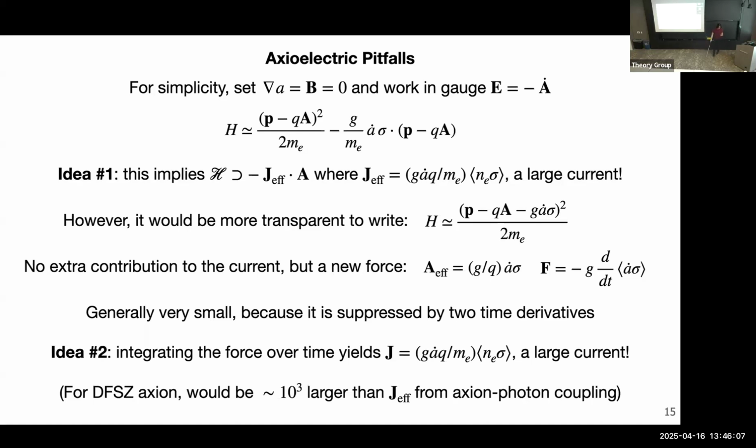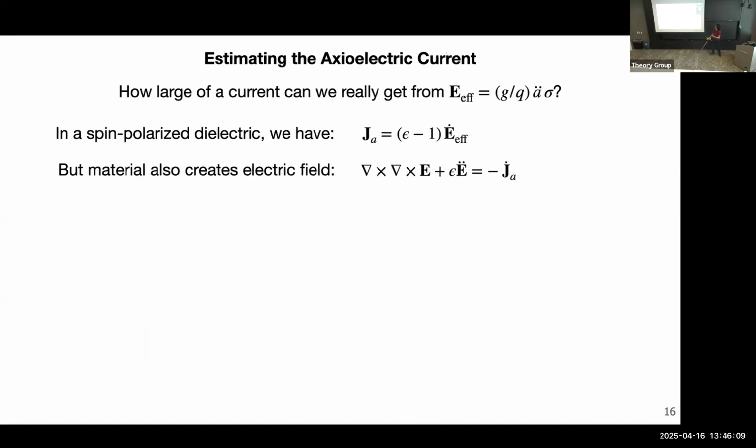That still doesn't work. So I'll give you the next layer of the story. How large of a current do we actually get if you have this effective field that's proportional to the second time derivative? The simplest case is to say we have a dielectric, so some insulator, where all the electron spins are pointing the same way. That doesn't happen generically, but you can imagine cases where most of the valence electrons are pointing the same way.